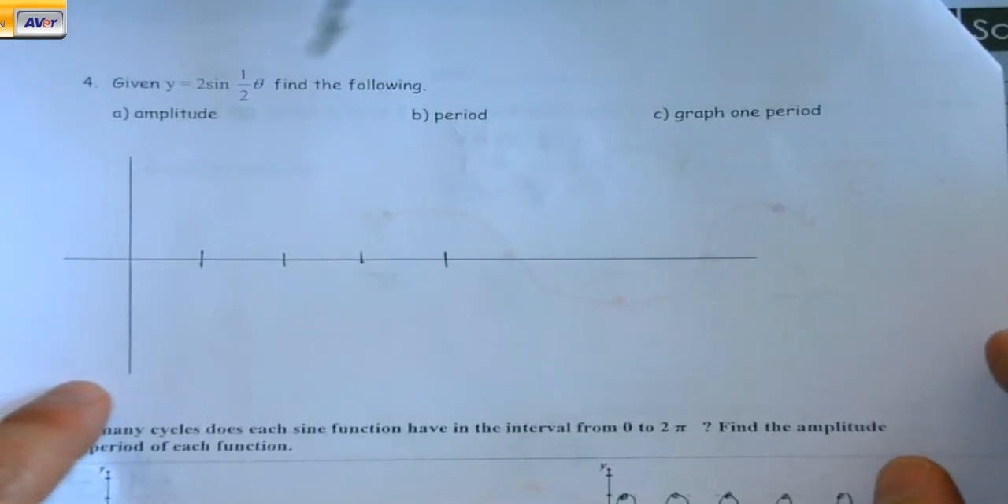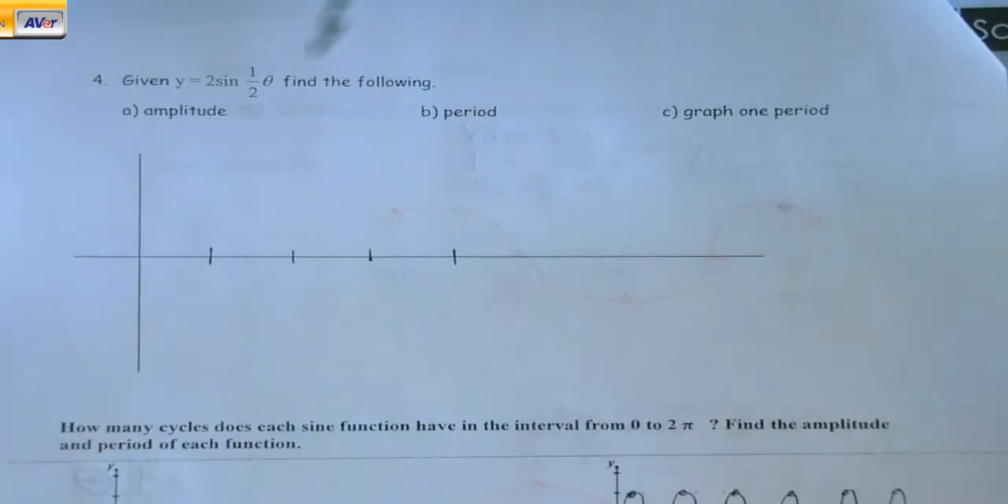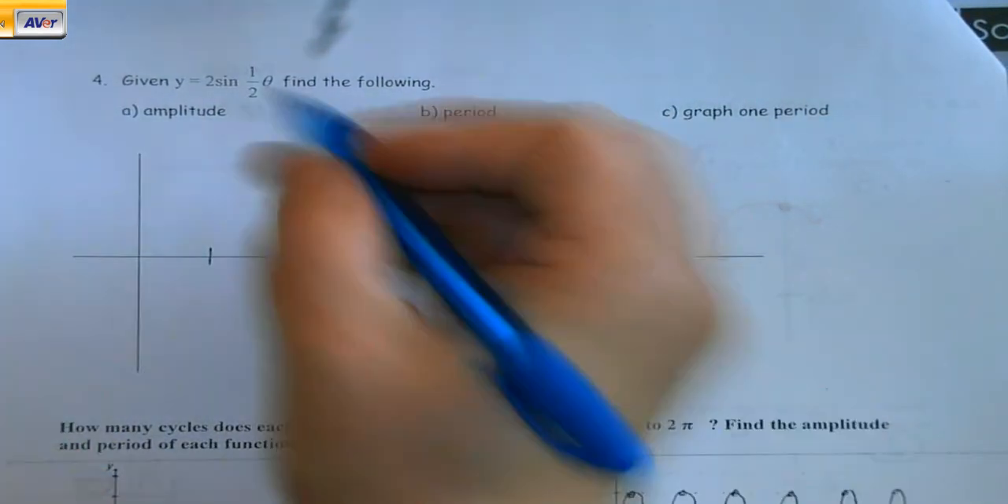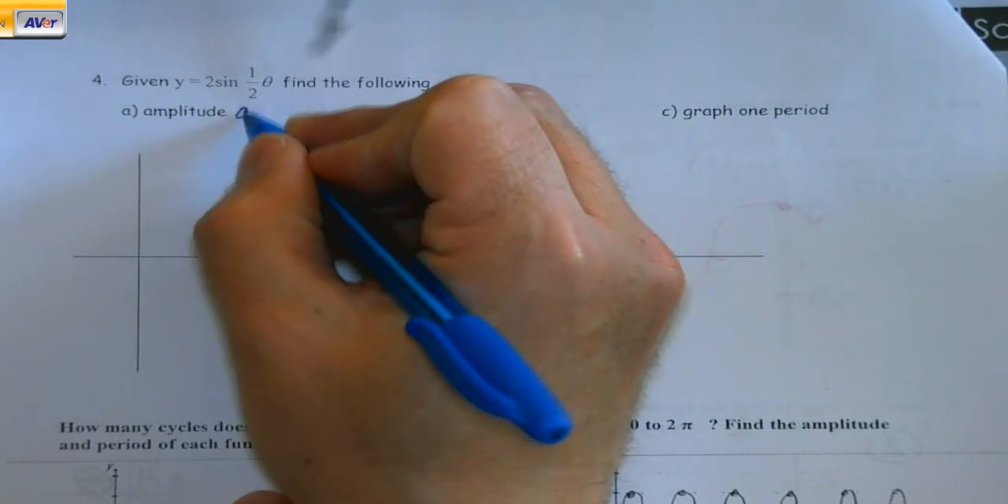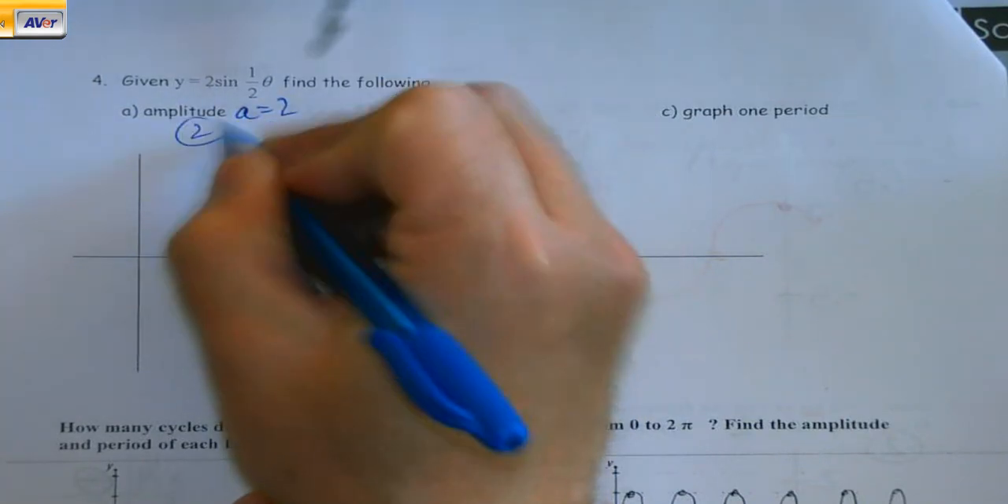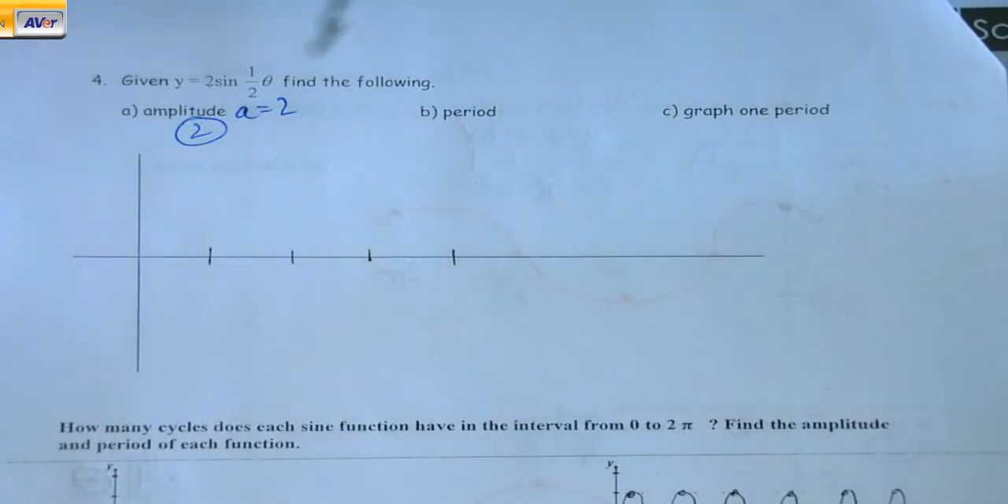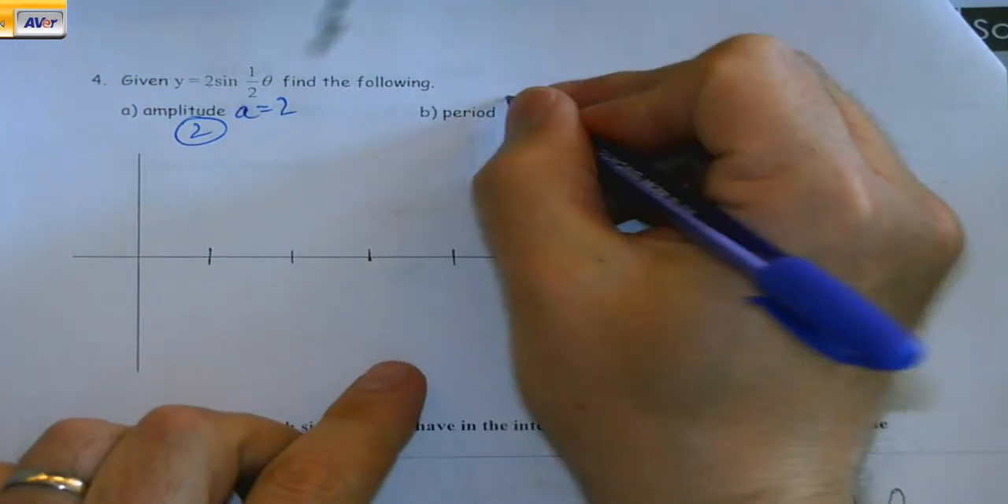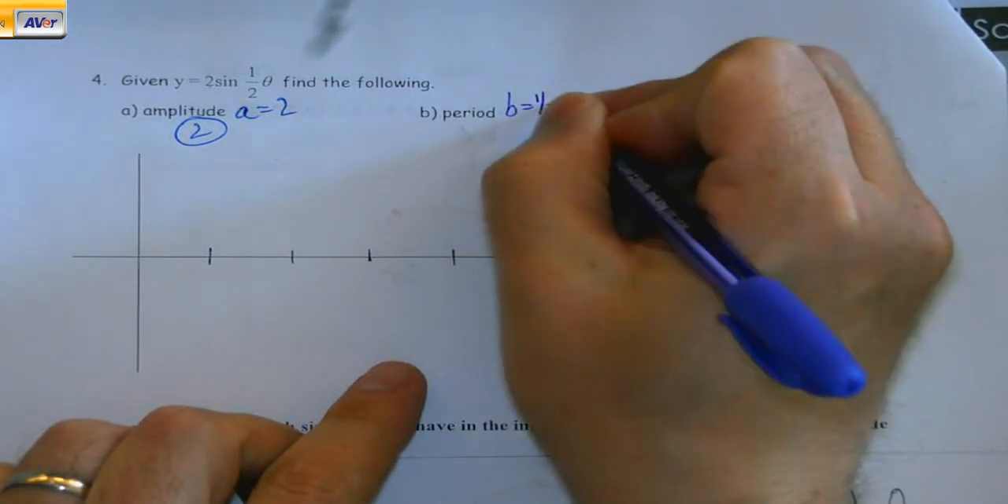Oh, yeah, I'm glad we got this one here. Now we're going to get to see a little of everything. So we get to this last one. Look at my value in front. My A value is 2, so is my amplitude. My period. Okay. This time, I have a fractional B value.